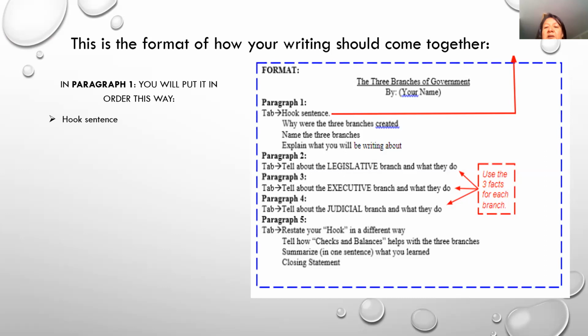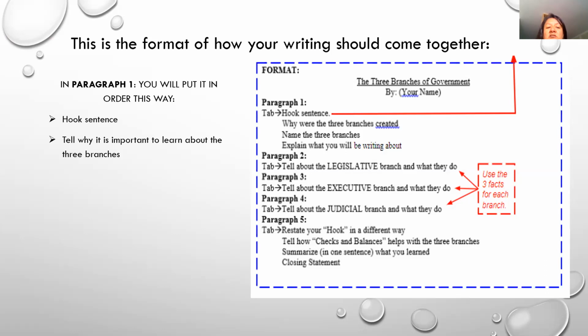That means you're going to go back and you're going to look at the 3 hook sentences we came up with, and you're going to choose one. Starting off with a question is usually good. So you can use your question hook sentence here. Next, you're going to tell why it is important to learn about the 3 branches of government. This is your sentence 2.